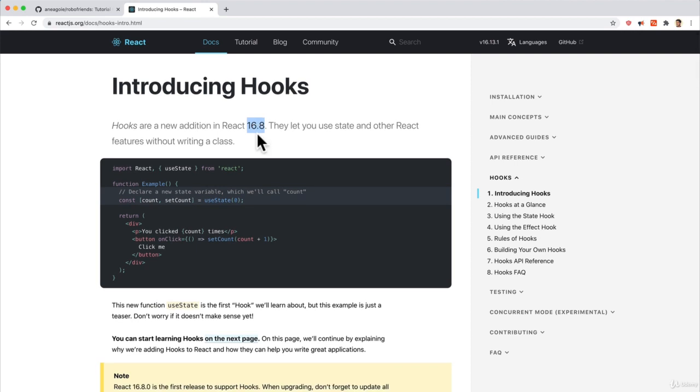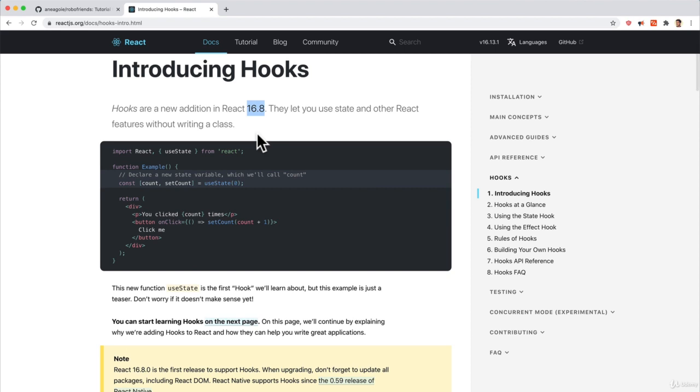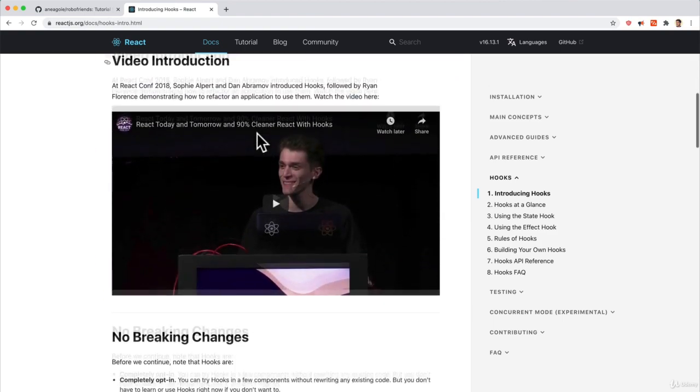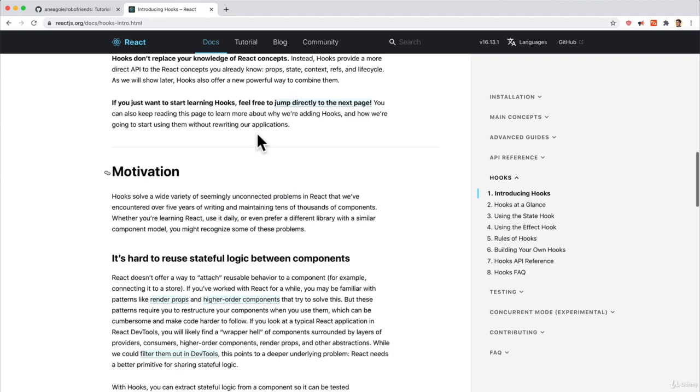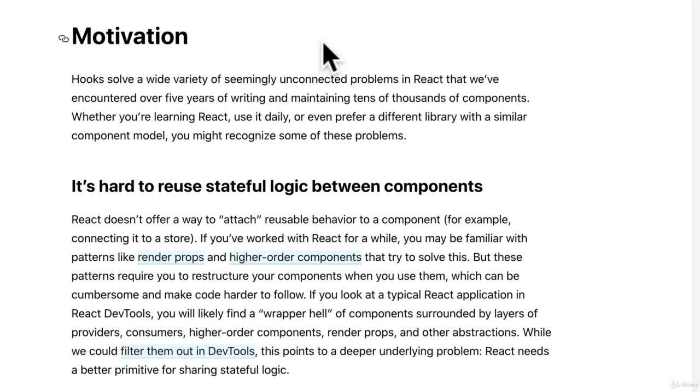Now, I'm not going to read through the entire documentation for you, but I do want to point out one thing. The number one thing I do when I look at a library and see some of the new changes, I want to look at the motivation. Why did they add it? So if I scroll down, look at that. They have the motivation. Why do we need hooks in the first place?